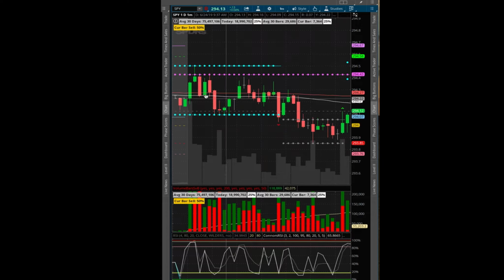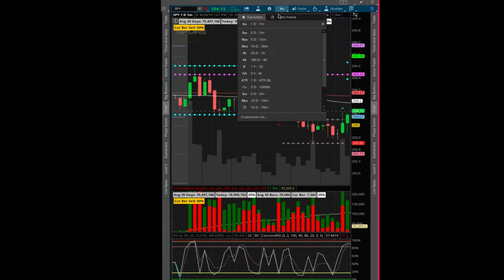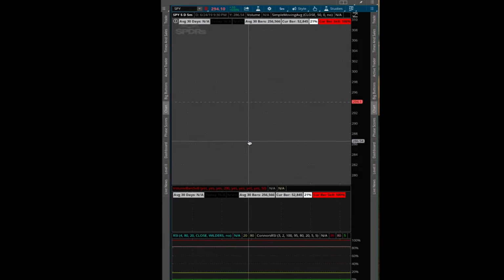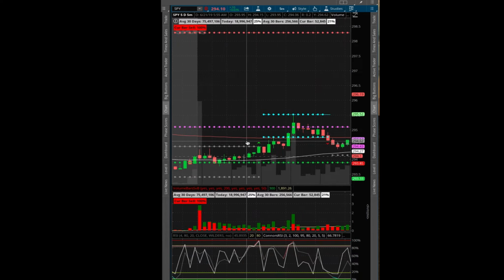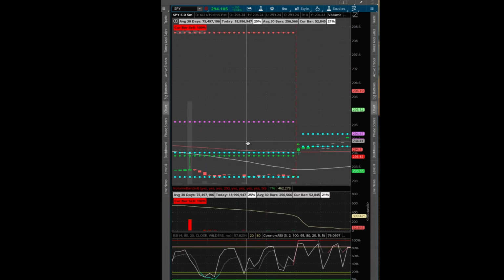And if you enter on a 1 minute chart, manage on a 5, manage on a 10, so that you can manage on a time frame higher than the one that you entered, so you can see the bigger picture. It's important for you to zoom out and actually see what's actually going on, because you may think that it's moving, but it's actually not doing anything at all.